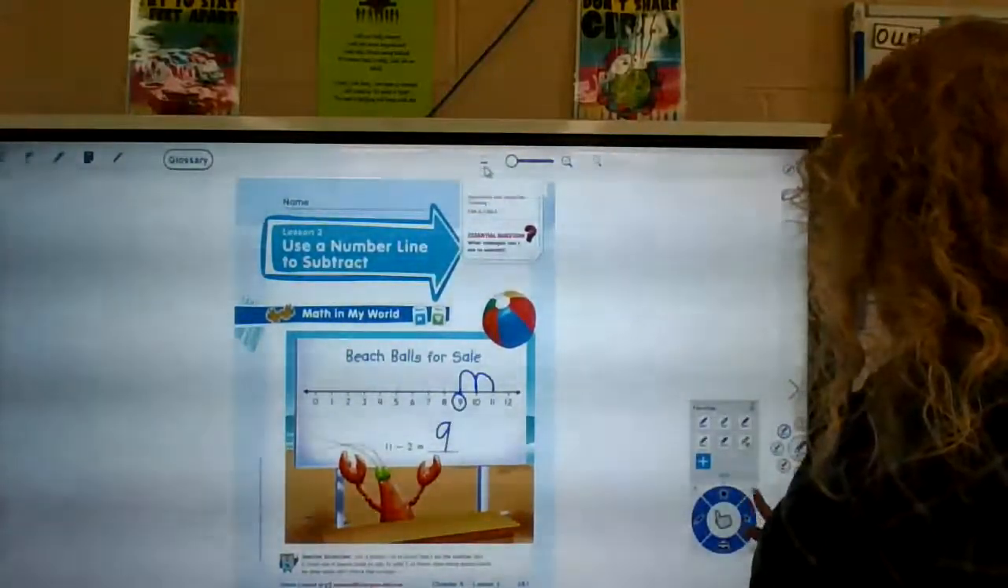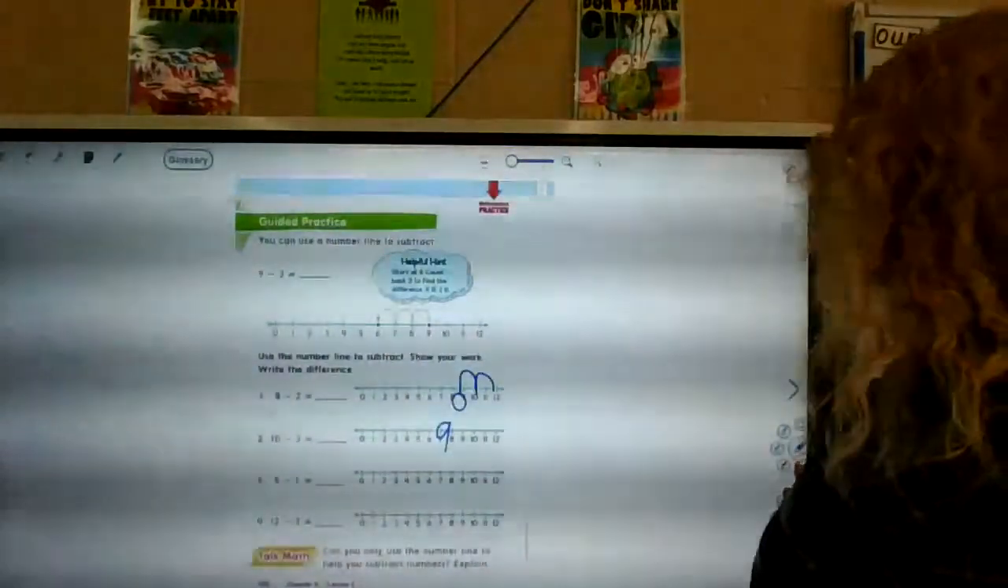Okay, so let's go to the next page. You have to open and flip.